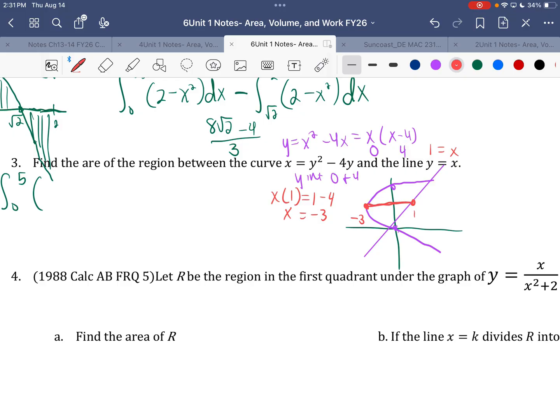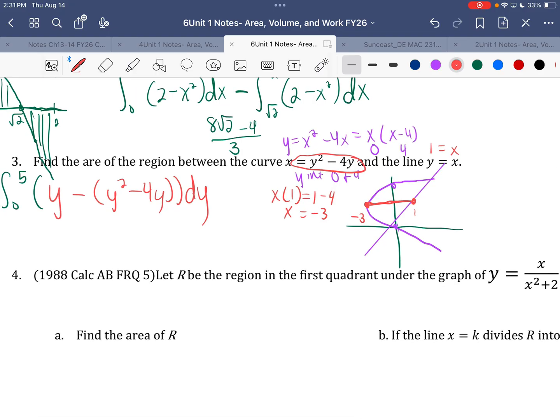The line. So even if you don't graph it correctly, or if you have tried to graph and you're just not sure if your graph is right, plug in points to verify that, yes, the thing that I thought was on the right was actually on the right of the graph. So we're going to do line, minus parabola. This is not a function, so I have to be in terms of y. So y minus y squared minus 4y dy.